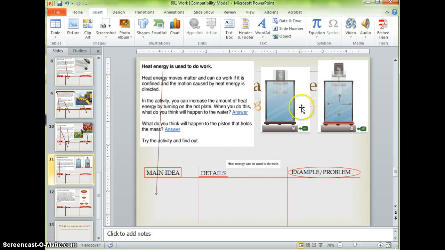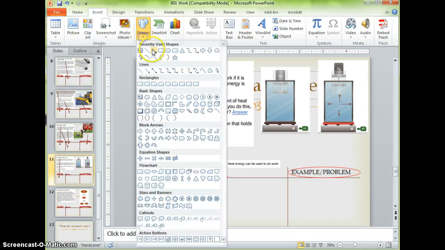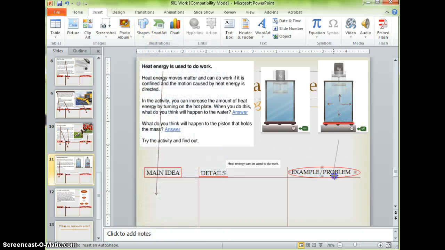But using heat energy can cause work to happen. So you're going to want to put this example in here in your own words, right? And here is your detail. Heat energy can be used to make matter move. If matter moves, work is done, right? Okay.